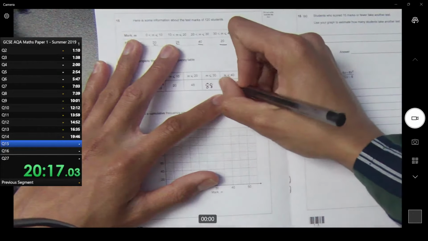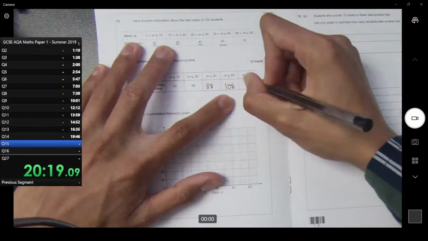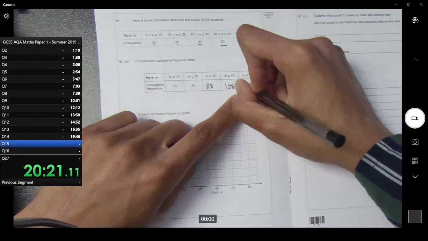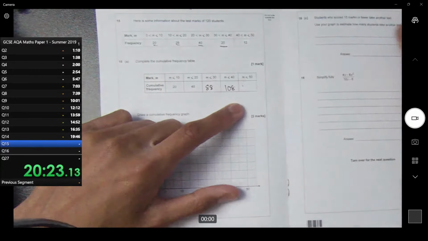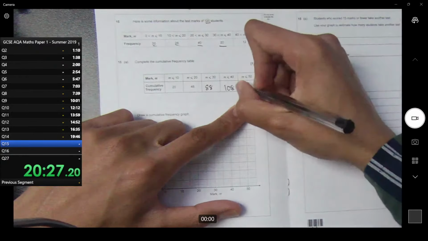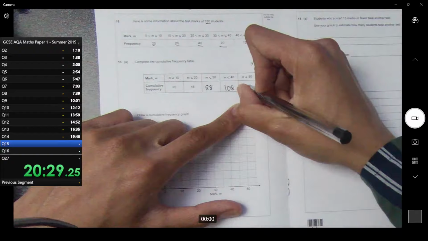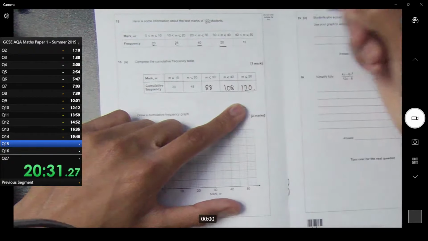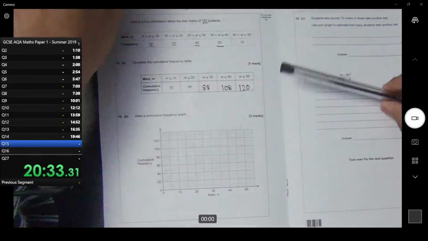And a good thing to know here as well is that at the end, if you don't reach the expected number of students, or it's some random number, it doesn't end up something nice like 120, then you know you've gone wrong somewhere. Now we'll draw the cumulative frequency graph.